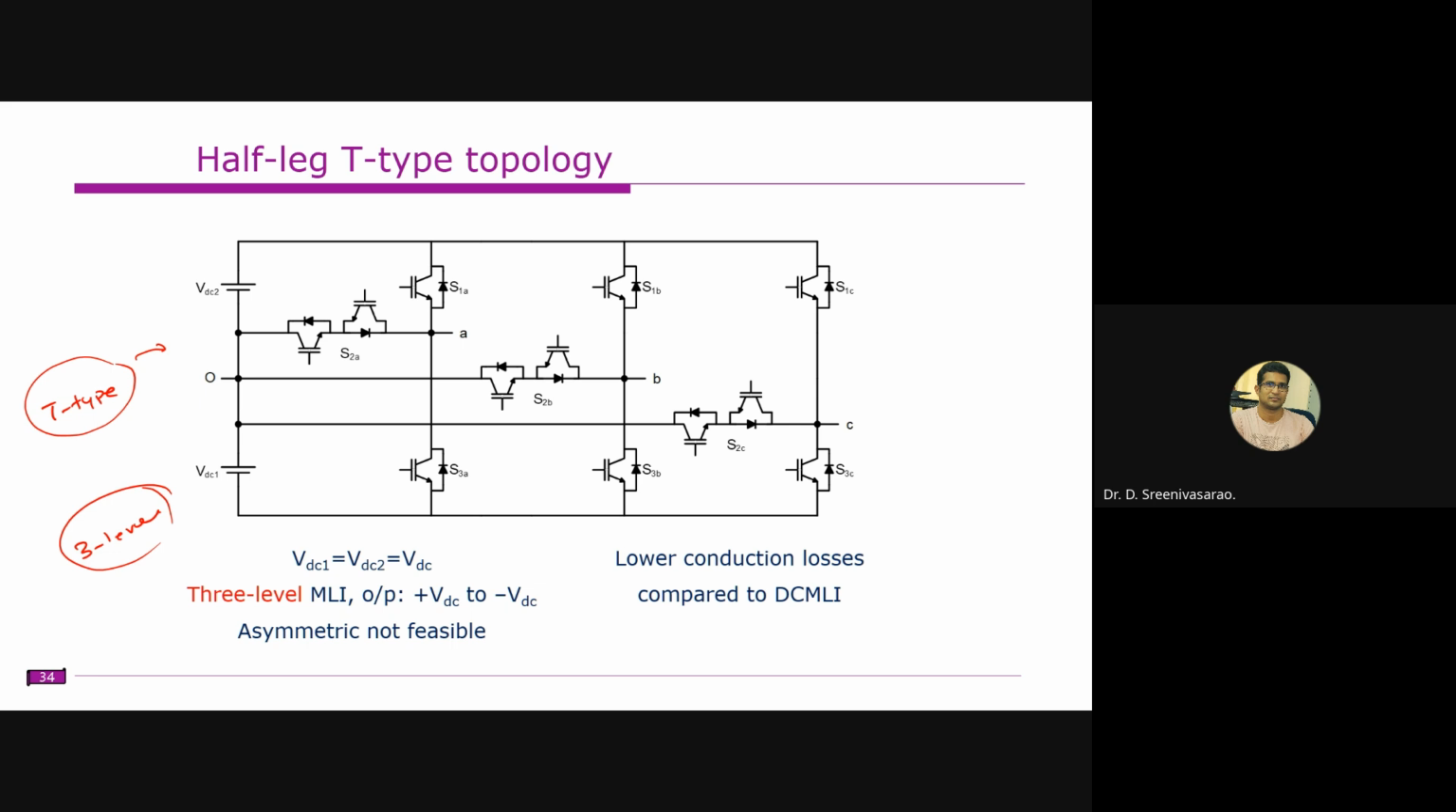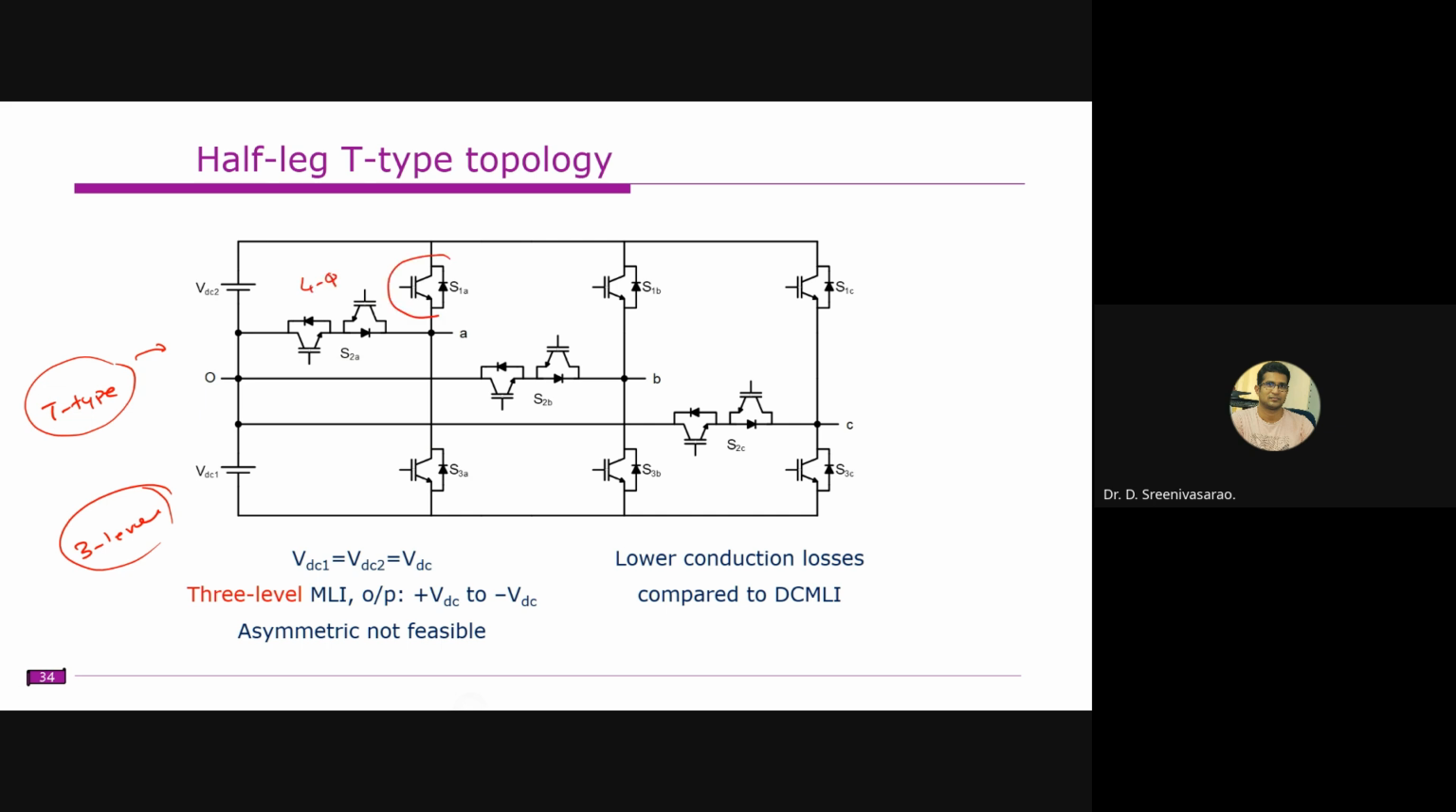The circuit topology is similar, with a reduced number of switches. One switch will be here and another switch will be here, in the phase leg, and this pair of switches is the bidirectional switch. Bidirectional means it will allow the current in both directions, and it will also block the voltage in both directions. In other words, it's a four quadrant switch.